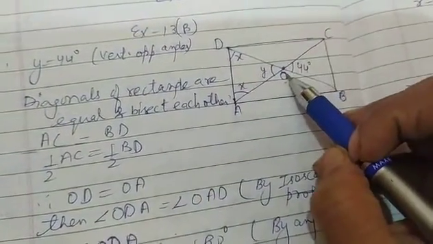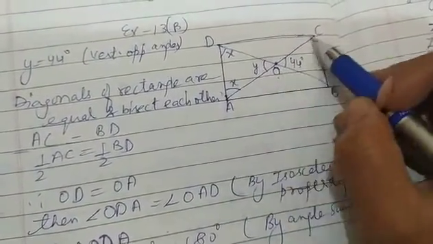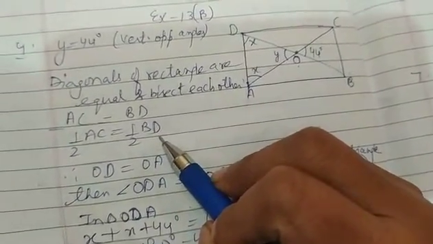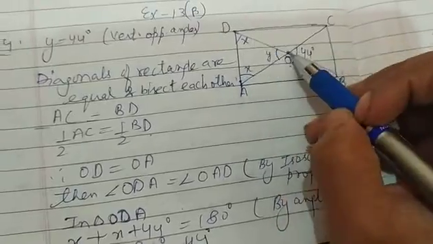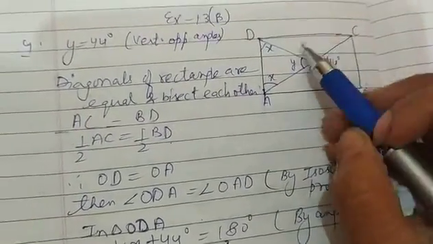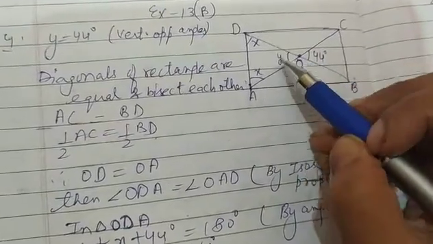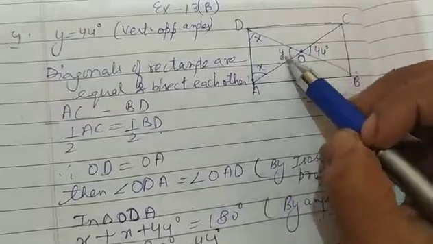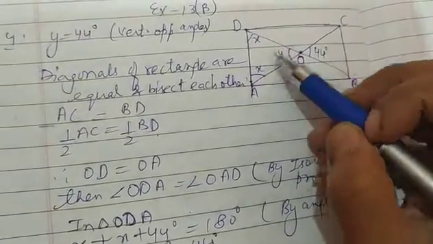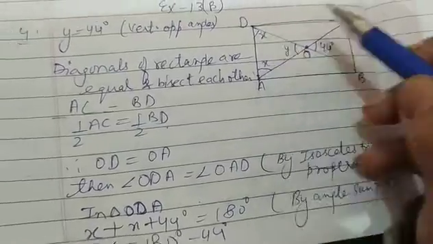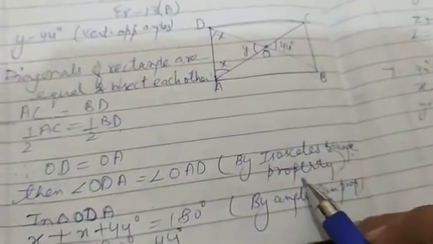Diagonals of a rectangle are equal and bisect each other. So AC is equal to BD. Half of AC is equal to half of BD because they bisect. Half of AC means OD and half of BD means OA. Now OD is equal to OA. It means this triangle DOA is isosceles. Since these two sides are equal, the opposite angles are also equal. If it is x, then it will also be x by the isosceles triangle property.